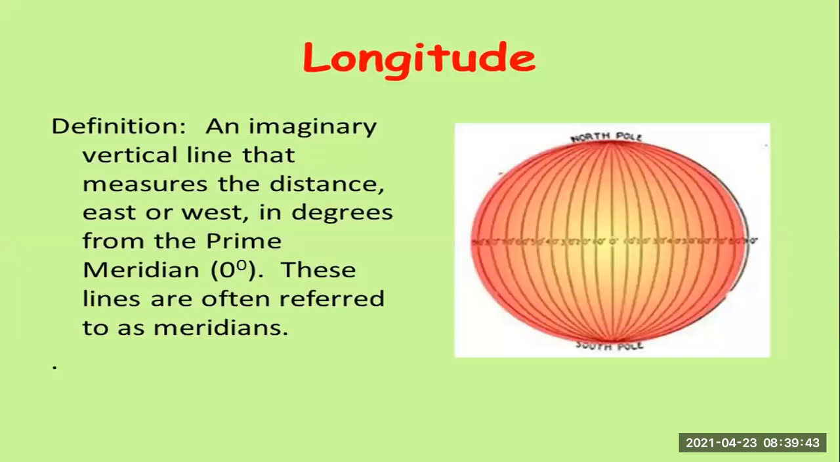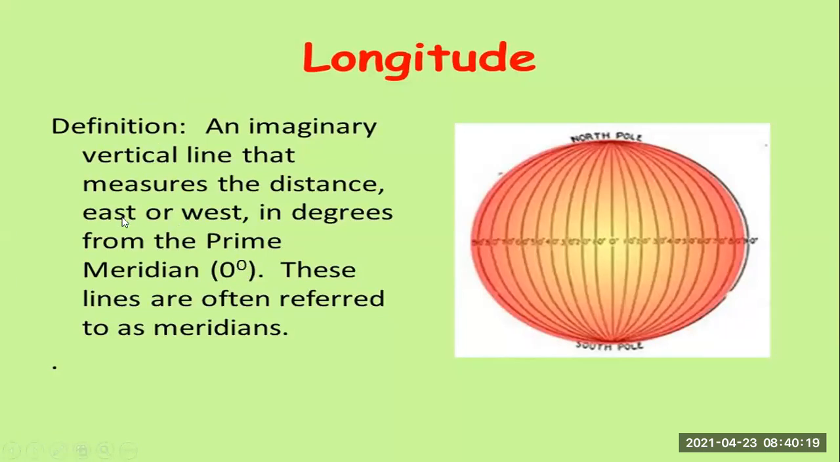Then here is the definition: an imaginary vertical line that measures, here we are talking about the longitude, okay? The imaginary vertical line that measures the distance east or west in degrees from the prime meridian. As you know that we measure the cloth in meters, we measure milk and other liquids in liters. Likewise, the unit which we are going to use with longitude and latitude is the degree, shown by this small circle. You must have used it in your maths class, right?